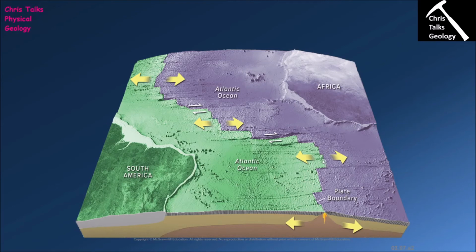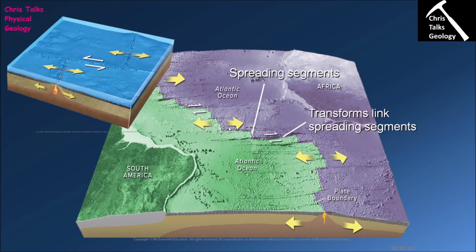So here we have our north-south orientated divergent plate boundary. Here it is again down here, and these two segments are linked together by a transform fault right there. So, as you can see, these divergent plate boundaries are a mixture of divergent segments where new oceanic crust is being made and the transform faults that link them together.